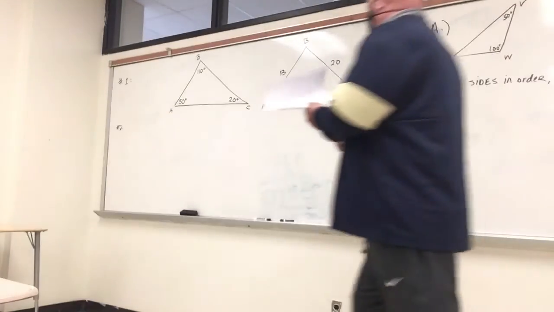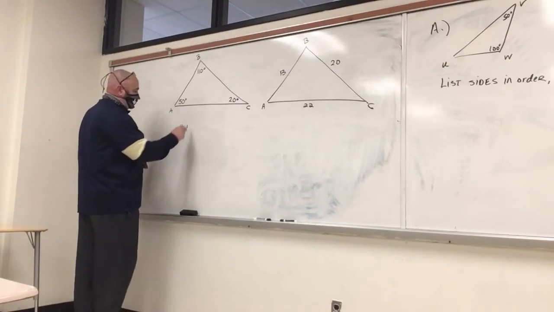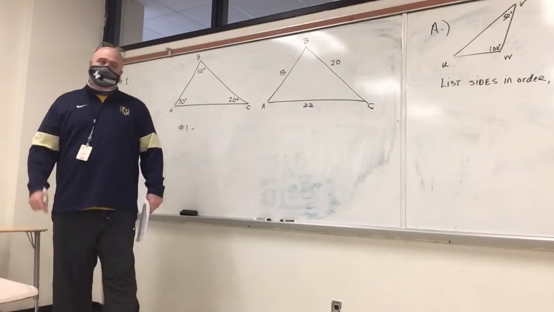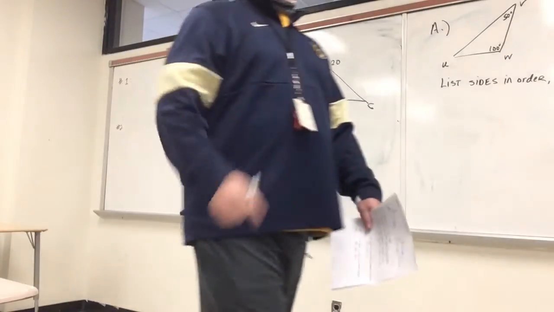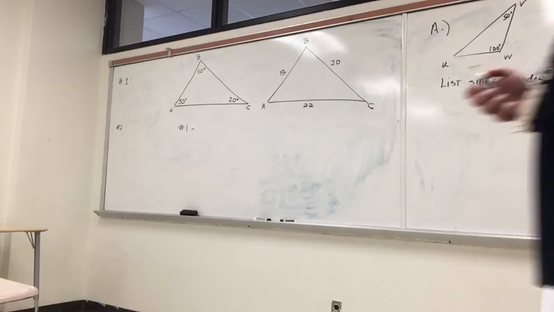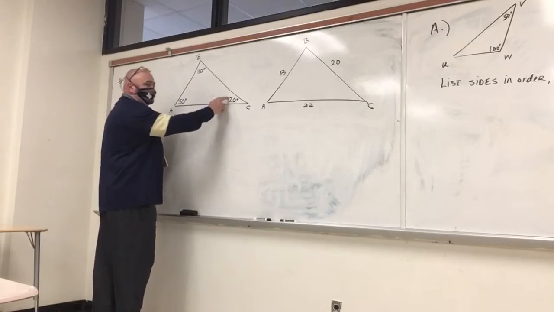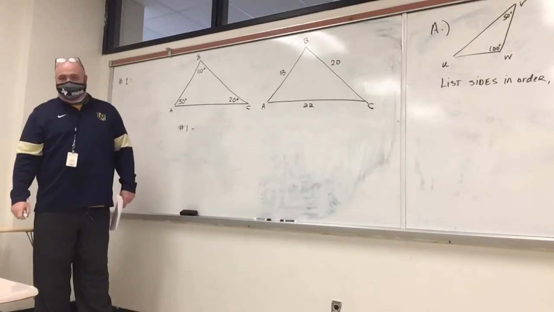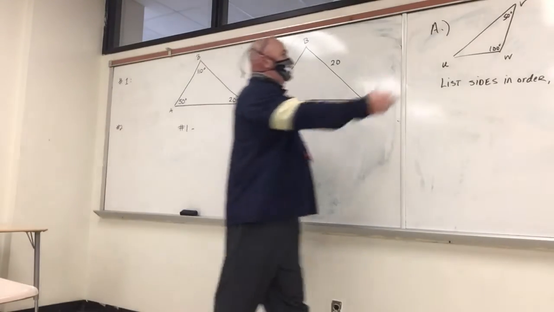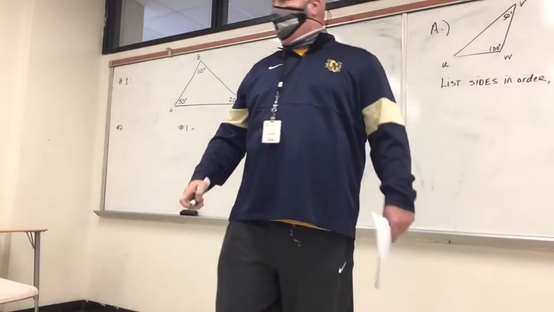There's a couple of things we need to talk about before we get started. Number one: if I add up all the angles of a triangle, what do I get? I get a number. What is that number? 180 degrees. So if I add 50 and 120, I get 170, so what's that missing angle got to be? 10. It's got to be 10, doesn't it?